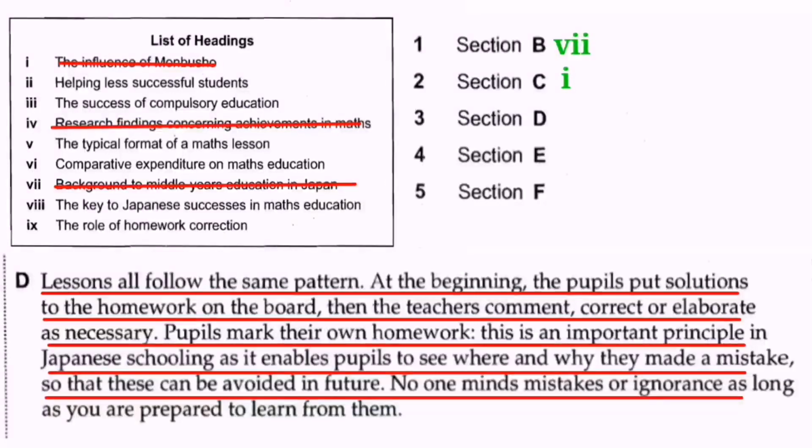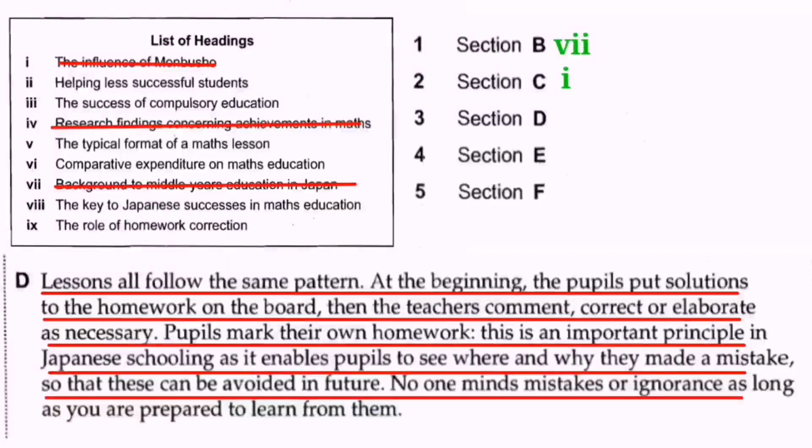This is an important principle in Japanese schooling as it enables pupils to see where and why they made a mistake so that these can be avoided in the future. It means that marking by students is considered good in Japanese schools because in this way students can know where and why they made mistakes and how they can avoid these mistakes in the future. So it is clear that section D is about the correction of homework.